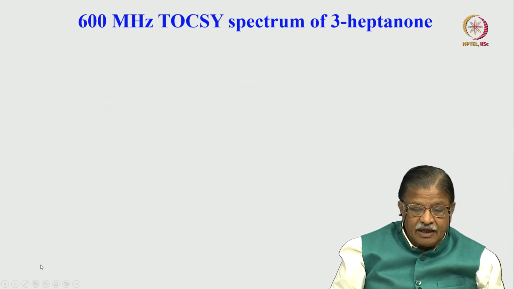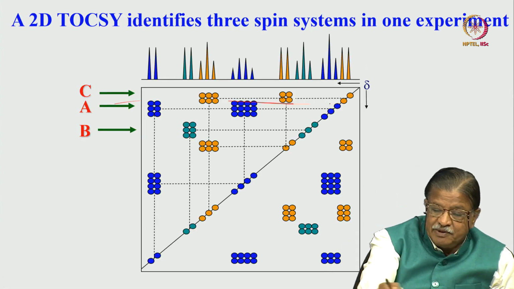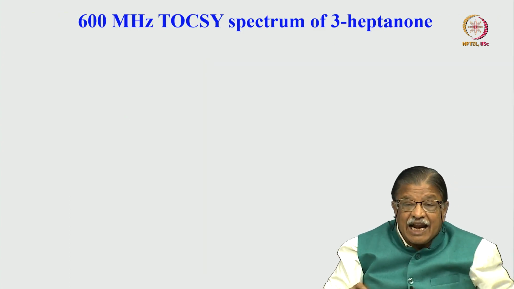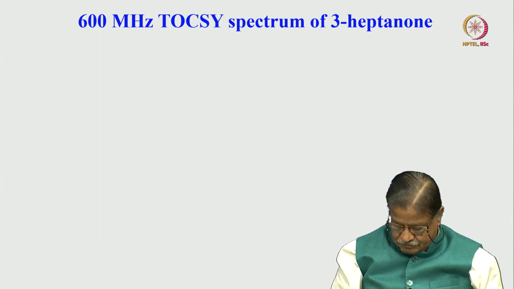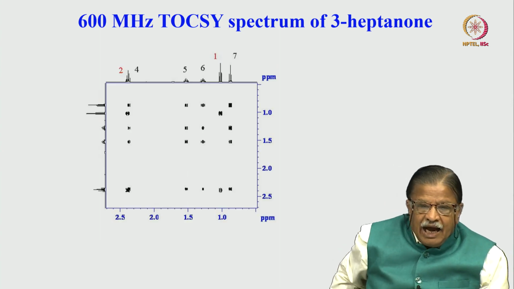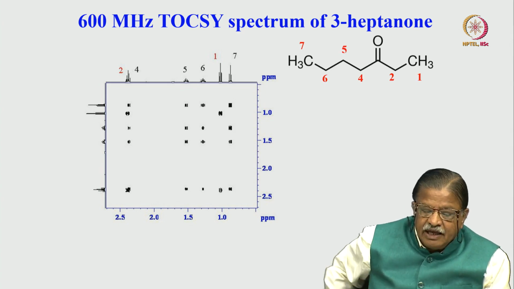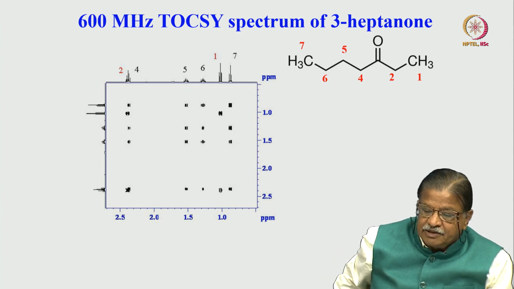Okay. So this corresponds to one spin system. A, B, and C have been identified. This is like unraveling the overlap. I will show you the comparison of the COSY spectrum of a molecule, 3-heptanone, with TOCSY. What is the advantage of TOCSY over COSY? You will identify. This is the COSY spectrum.